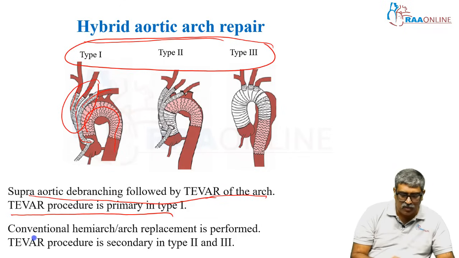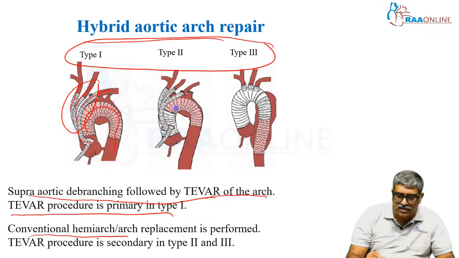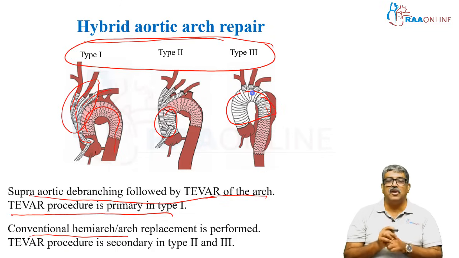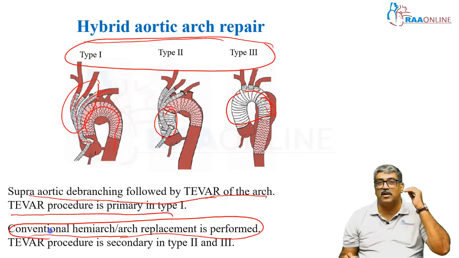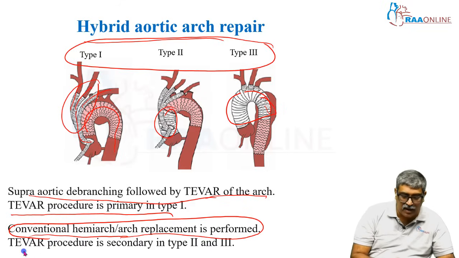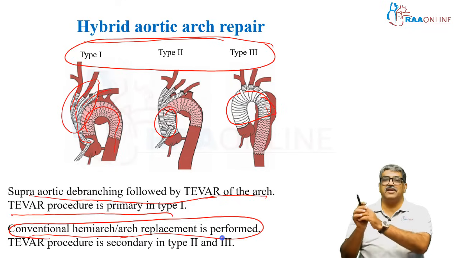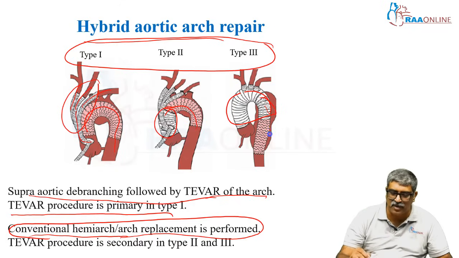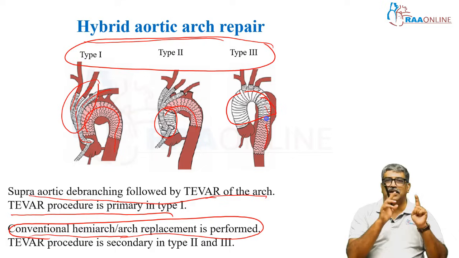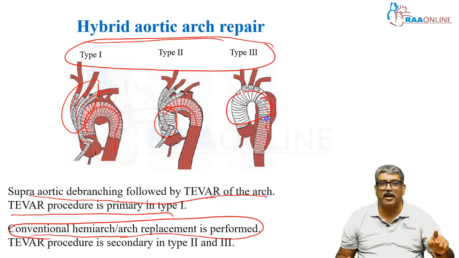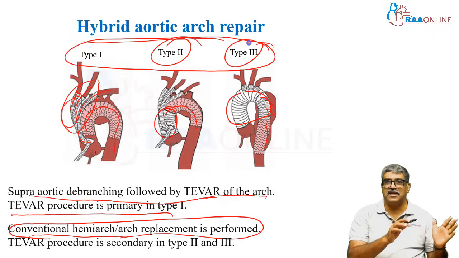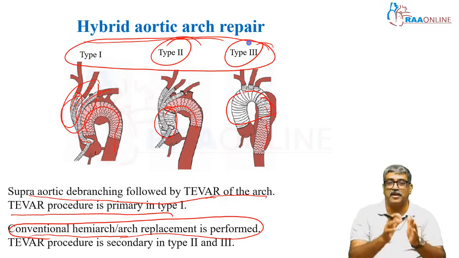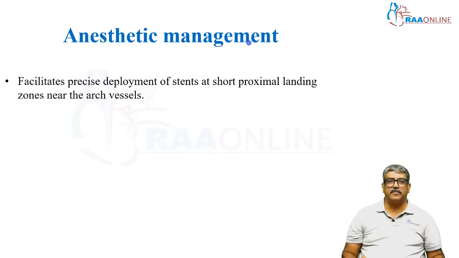In type 2, you do a ME arch. In type 3, you do a complete arch replacement. So here the surgery becomes primary. Conventional ME arch or arch replacement, the surgery becomes primary and the TEVAR procedure becomes secondary. Here the TEVAR becomes secondary. In type 1, TEVAR is primary and surgery is secondary. In type 2 and type 3, that is ME arch and arch replacement, surgery becomes primary, TEVAR becomes secondary.